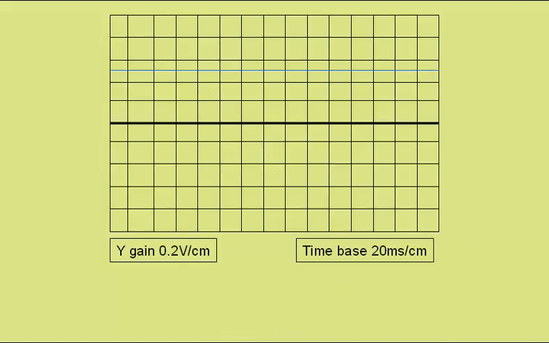If we applied a DC supply to the oscilloscope, we might see something like this, with a horizontal line running across the screen. I've given a different colour here just so you can see where the line is. In this case, the time base is not important. The Y gain of 0.2 volts per centimeter shows that the line is 1, 2.5 centimeters up, and so the potential difference is 2.5 centimeters at 0.2 volts per centimeter, or 0.5 volts.